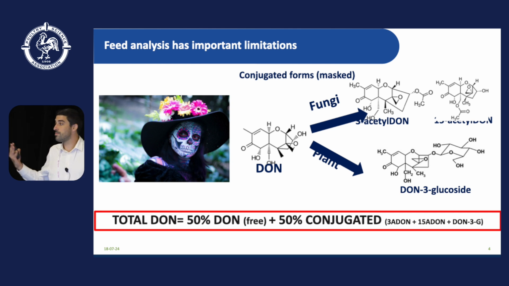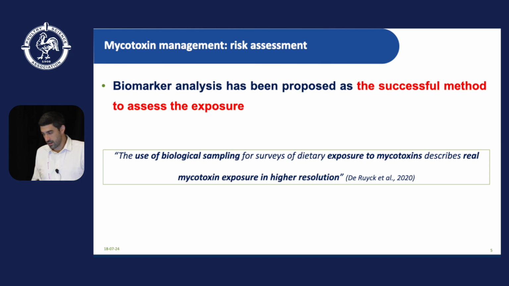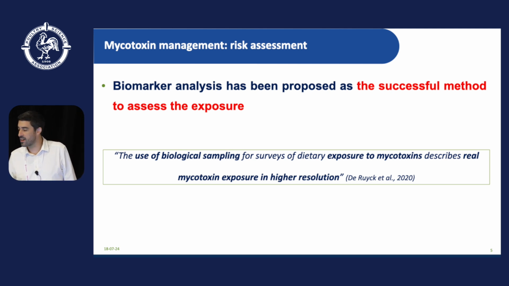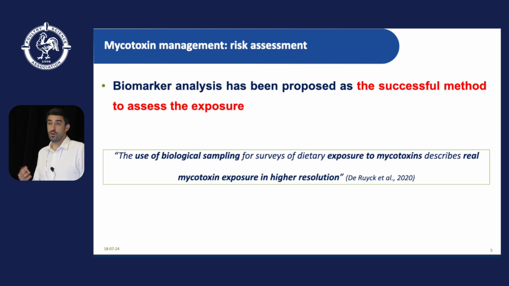So, because of all these limitations, we cannot know the real mycotoxin exposure through feed and raw material analysis. A few years ago, mycotoxin analysis in biological fluids became possible, so the mycotoxin biomarker analysis. And all the studies that compare mycotoxin biomarker analysis versus feed analysis, or even versus food, concluded that mycotoxin biomarker analysis provides a better estimation of the real mycotoxin exposure.